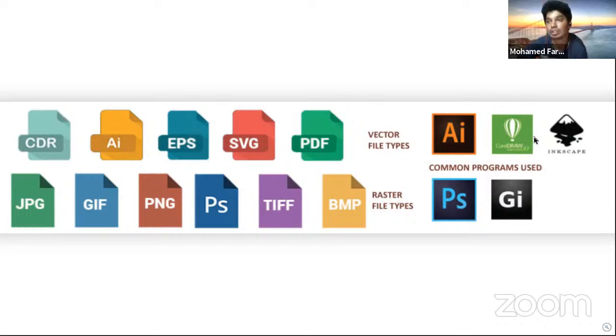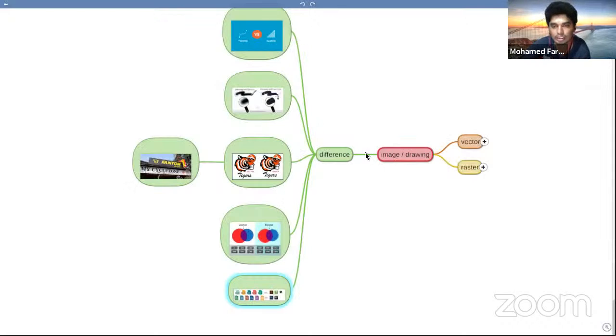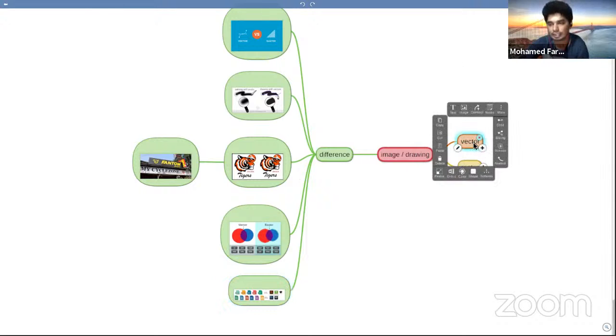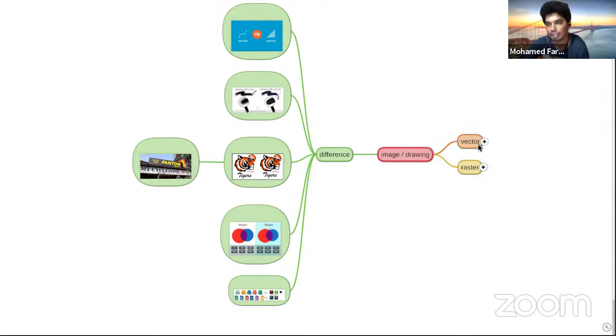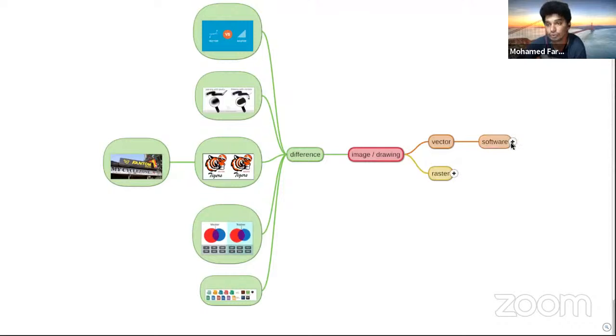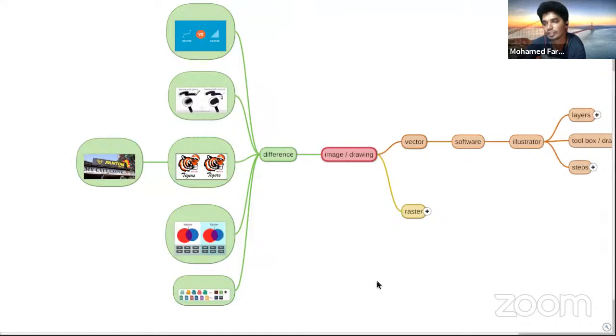What is the software we are going to learn now? Now we are going to learn vector-based work in Adobe Illustrator. Okay, so now I believe everyone understood the difference between vector and raster, right? And the next thing is what software you use. Already I told you. Now we are going to Illustrator, Adobe Illustrator.